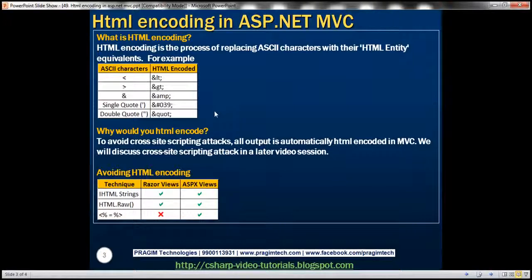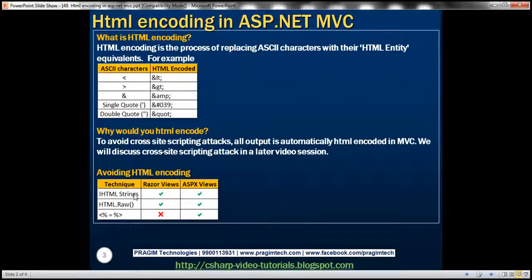This is to avoid a security threat called cross-site scripting attack. So what's cross-site scripting attack? We'll discuss cross-site scripting attack in detail in a later video session, but for now understand that to avoid cross-site scripting attacks, all output is automatically HTML encoded in an MVC application. But sometimes it's necessary that we want to disable or avoid this automatic HTML encoding, and there are three ways to do that. These are the three techniques that are listed, both for Razor and ASPX views.